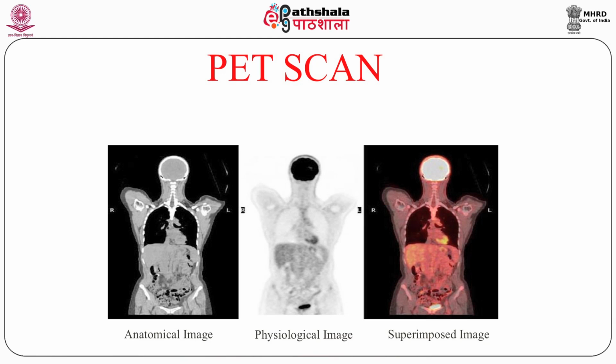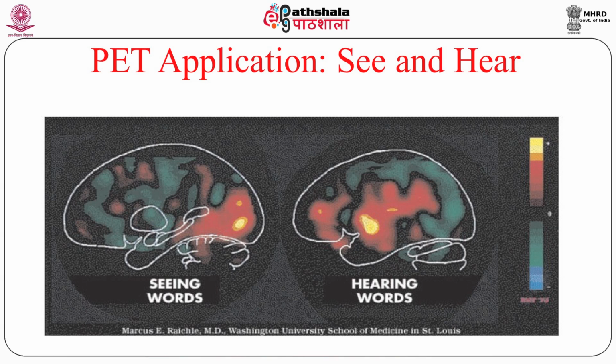But when you have to fuse it, because if you see these first two images, you cannot find the disease stage, you cannot find the hot spot, you cannot find where exactly the problem is located. The same can be done when you superimpose these two images. See PET application, here, how beautifully and clearly it shows.